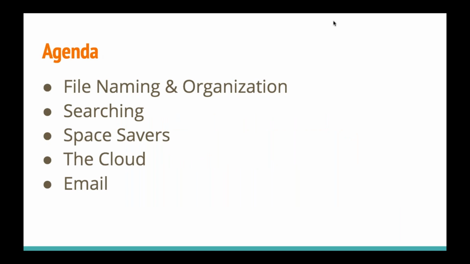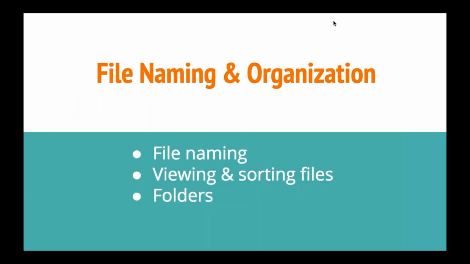So during this presentation, the main things that we're going to go over are these broad categories. We're going to talk a little bit about naming your files well and organizing them, how to search for files on your computer, simple ways that you can save some space. We're going to delve just a little bit into the cloud and then end by discussing some strategies around email. So under file naming and organization, we're going to discuss file names, how to view and sort files on your computer, and a little bit about using folders.